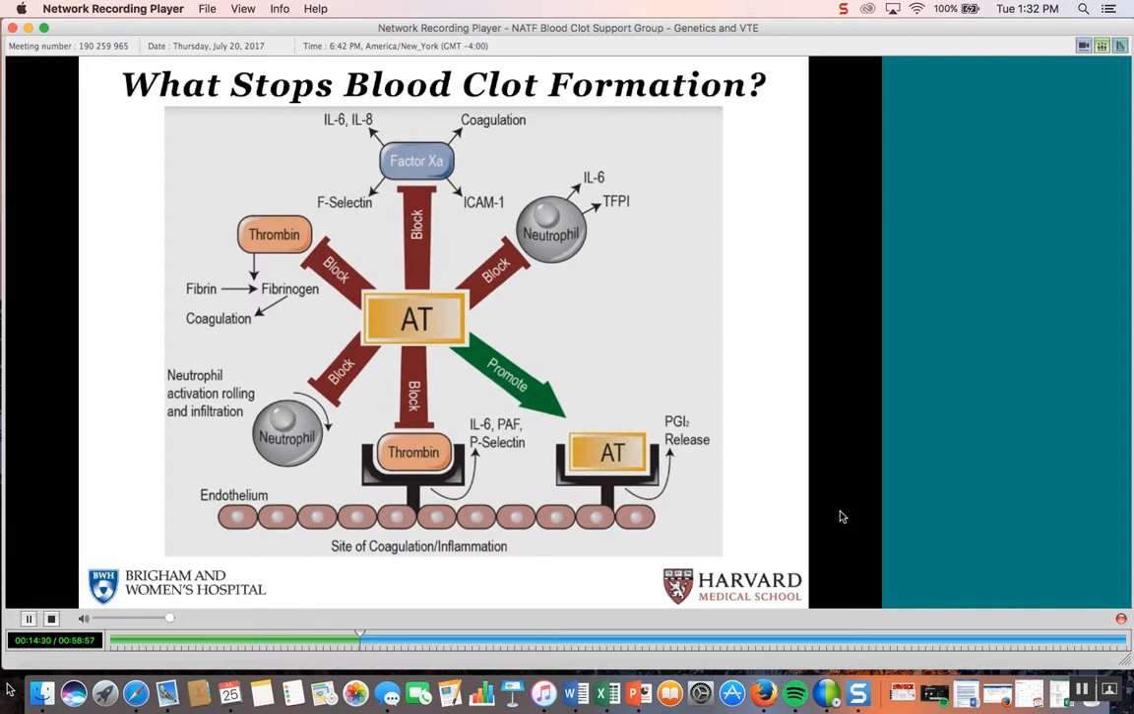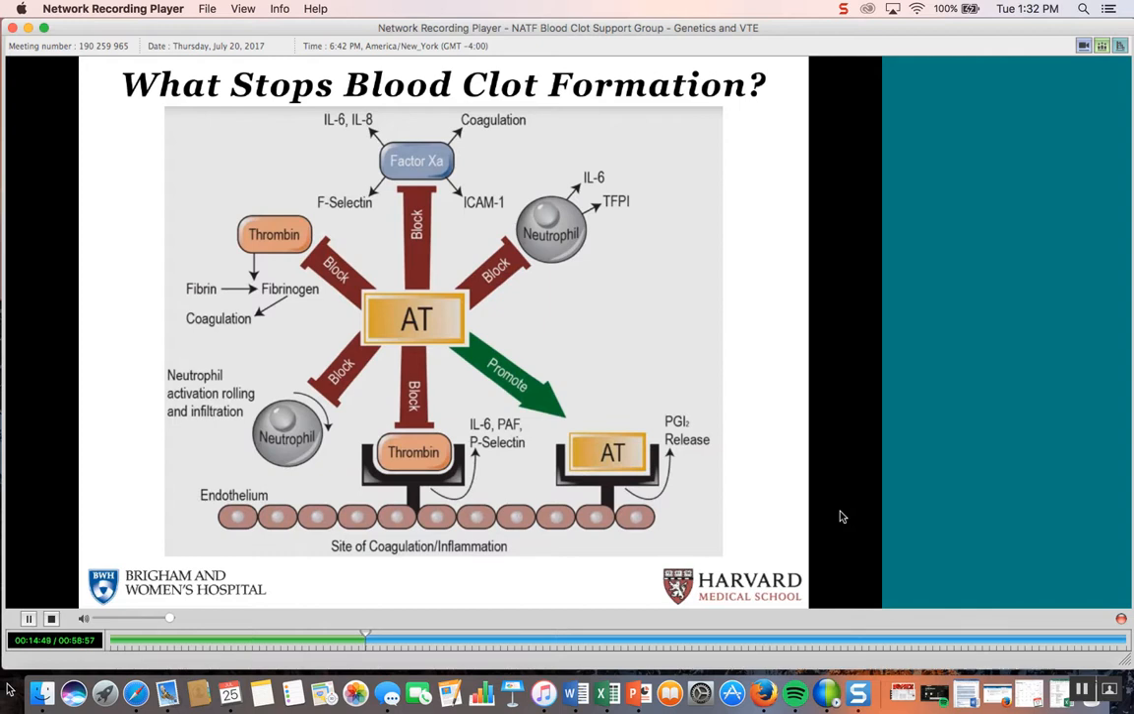So in this slide, we have antithrombin. In the past, it was called antithrombin third. And this is one of the other factors that is present in the blood that keeps the coagulation under control.